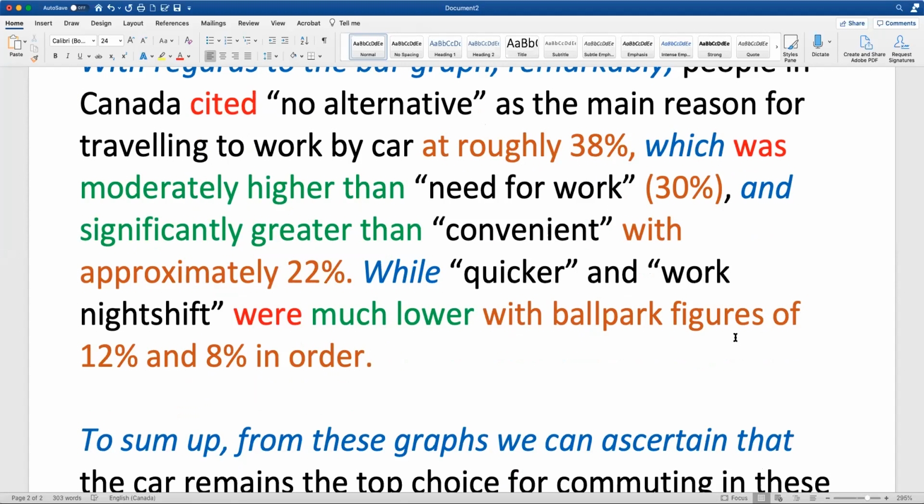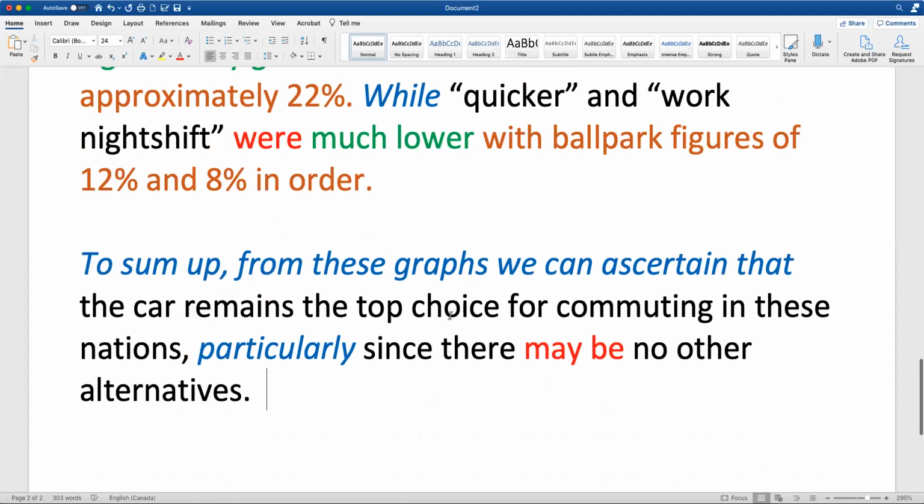All right, then afterwards, we just quickly summarize what we believe this is telling us. Okay, what do you have here, Andrew? To sum up from these graphs, we can assert that car remains the top choice of commuting destinations, particularly since there may be no other alternatives. Okay, so I have a question. Canadian cycling.